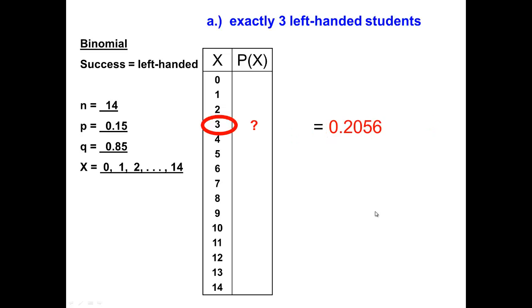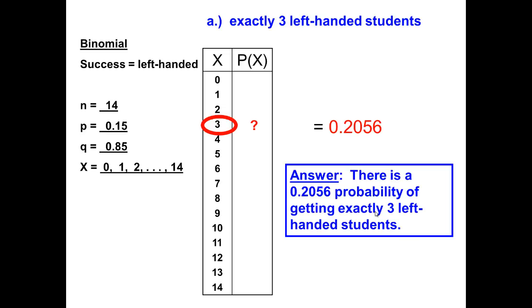And when we calculate that, that gives us 0.2056. Ms. Borlaug rounds these to 4 decimal places. Please follow your teacher's rounding rules. And the answer is there is a 0.2056 probability of getting exactly 3 left-handed students.